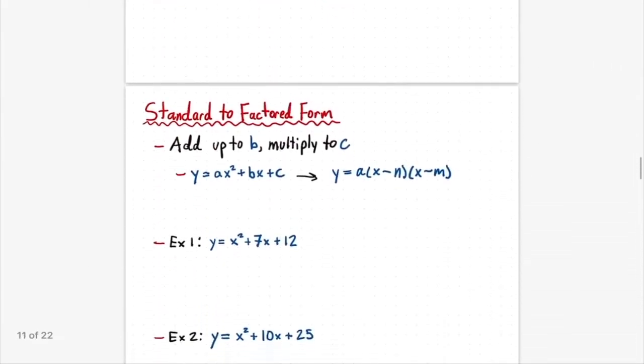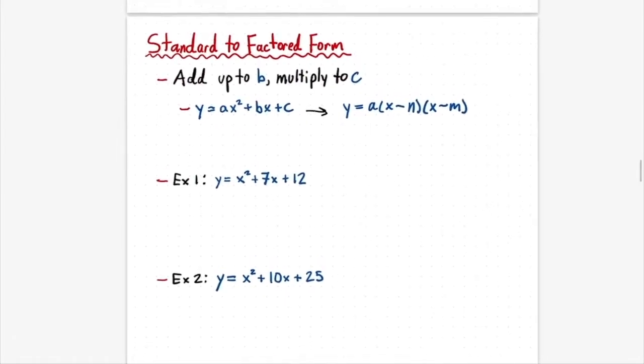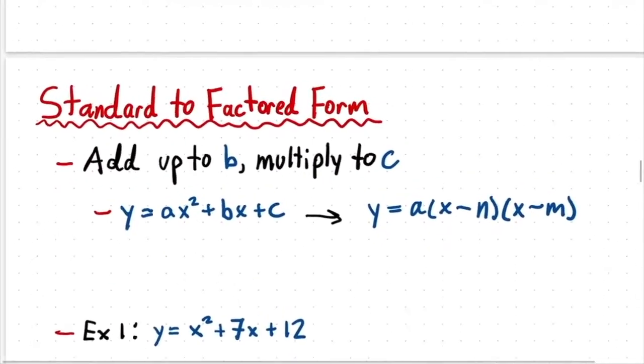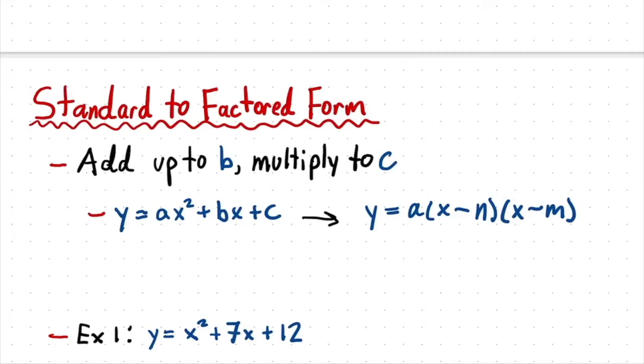Alrighty. Now let's move on to going the other way around. How do you go from standard form to factored form? So if you're given an equation in this form right here, and you want to convert it to this form right here, how would you go about doing that, right? Well, the concept of it is basically the same as what we did before, but we want to go backwards, right?